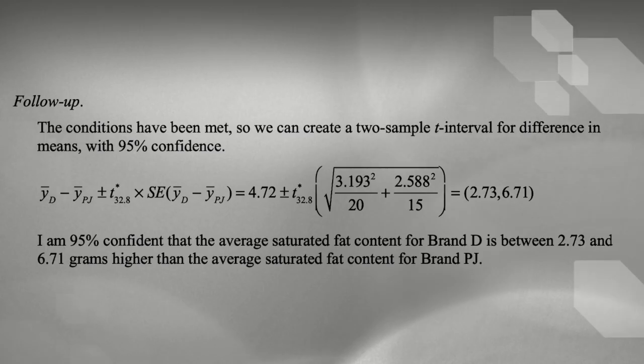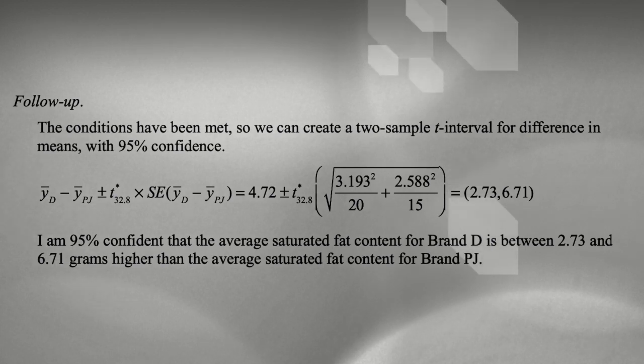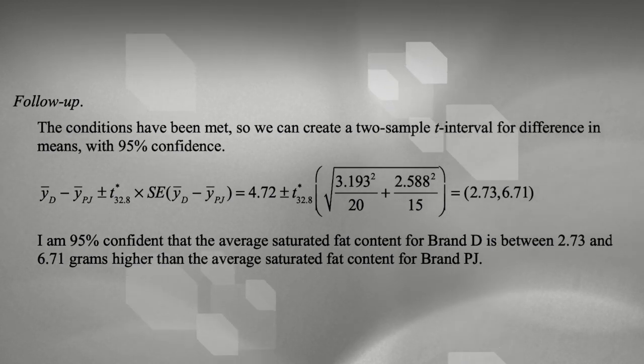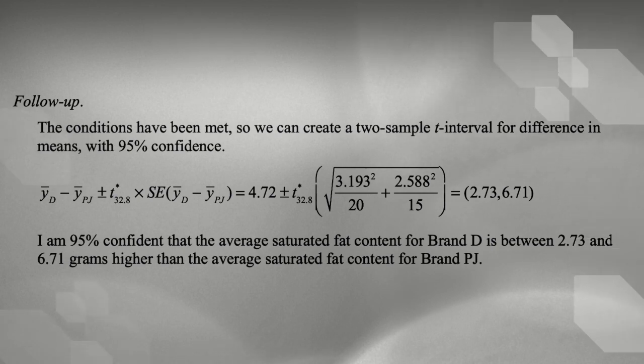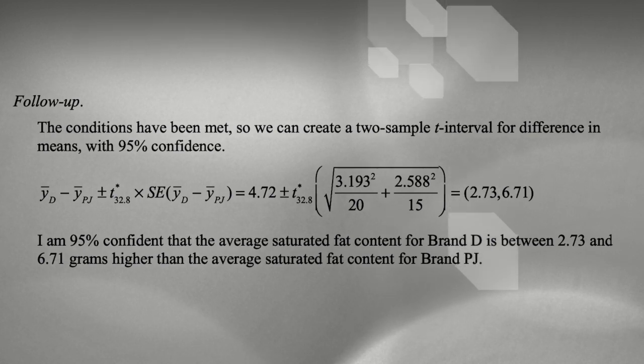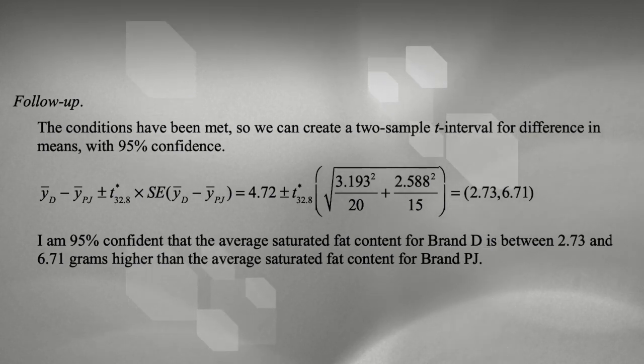So let's put this in context. The conditions have been met, so we can create a 2-sample t interval for the difference in means with 95% confidence. So we take our difference in our averages, which we're subtracting Papa John's from Domino's saturated fat average, plus or minus our t critical value, which we found earlier, times our standard error.